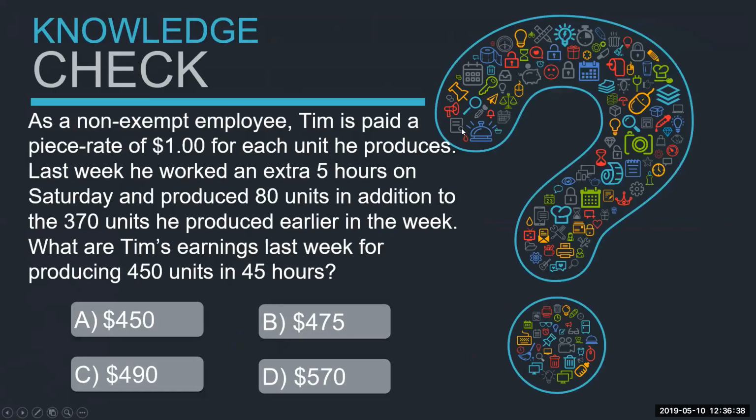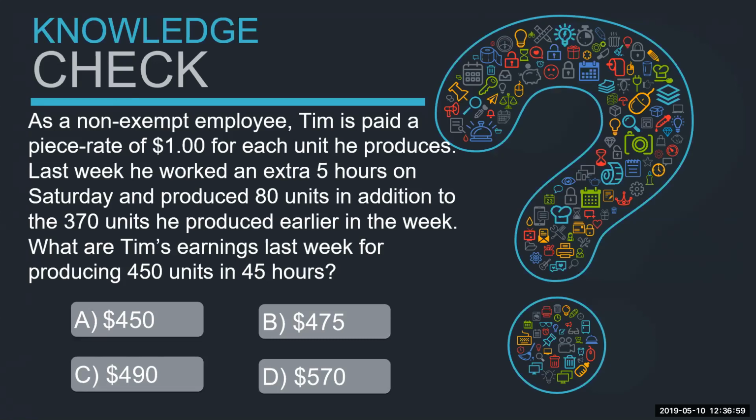I'm evil. Here's your question. As a non-exempt employee, Tim, love Tim, I don't know who Tim is, is paid a piece rate of $1 for each unit he produces. Now last week, Tim worked an extra 5 hours on Saturday.